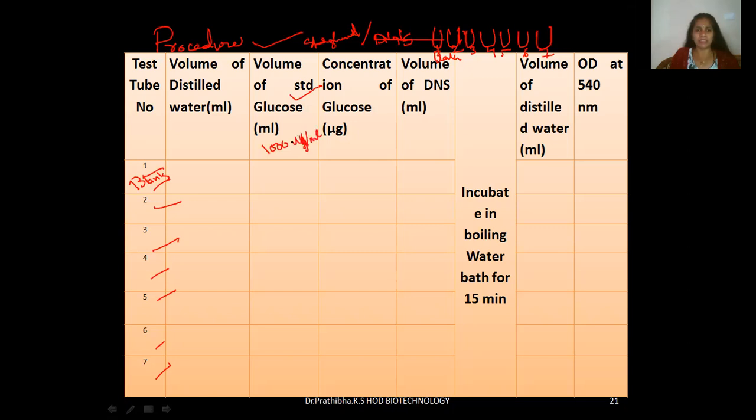This microgram is the unit, okay? 1000 microgram per ml we used there, right? So for all the test tubes, we are going to add the glucose here. After adding the glucose, next what will you do? Make up the final volume to 2 ml by using distilled water. After the distilled water addition, next what will you add? DNS reagent. After adding DNS reagent, you are going to incubate in a boiling water bath for 15 minutes. After 15 minutes, you are going to cool to room temperature. Then you are going to add distilled water. After addition of the distilled water, mix thoroughly. Then take the OD at 540 nanometer.